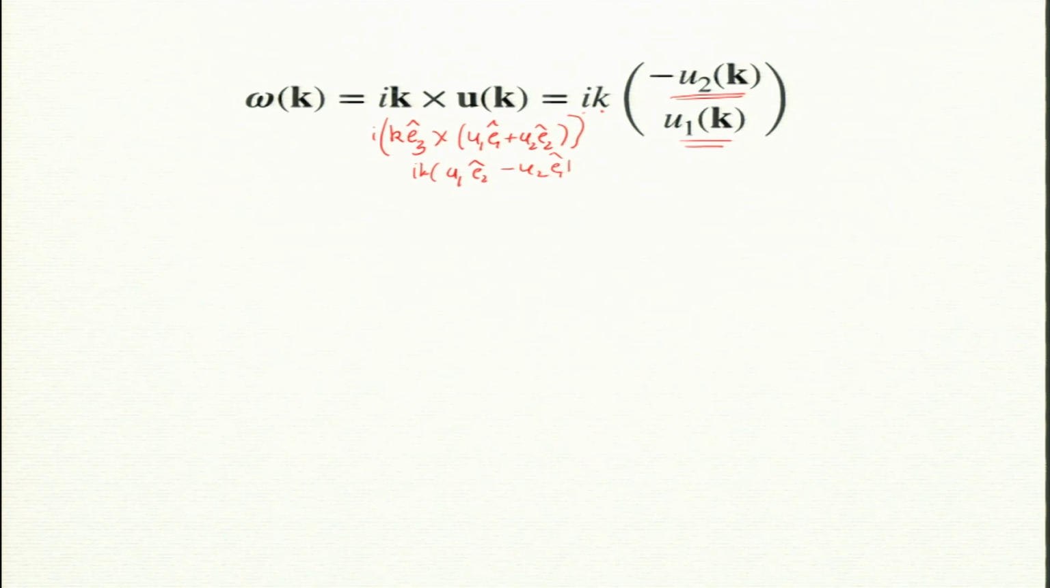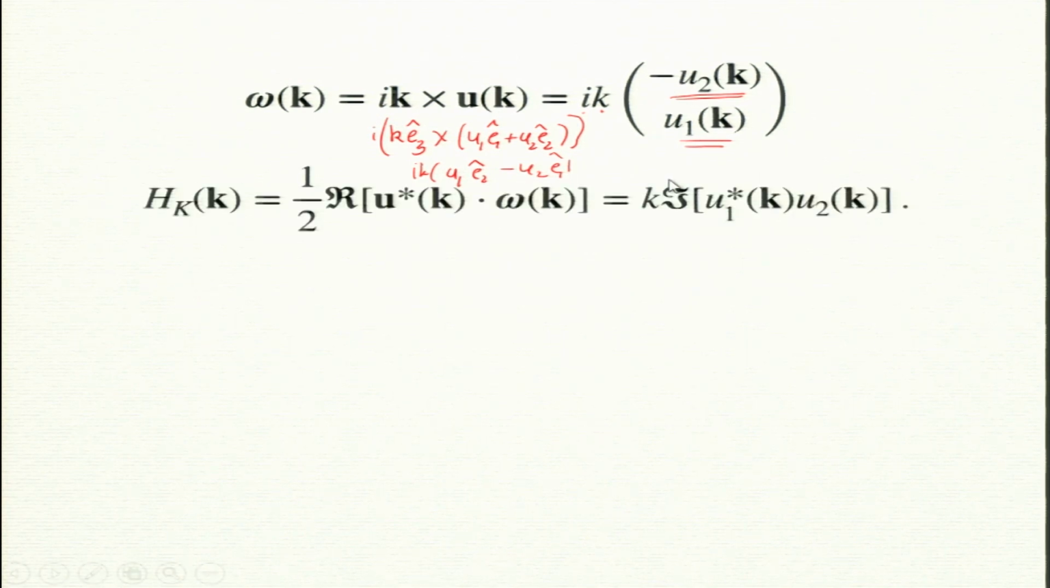Now, we can construct cross helicity. I take the dot product of this with u star k and then of course take the real part. If you do the algebra, which is straightforward, there is a complex conjugate here. I will not do every step, but you will get the imaginary part of u1 star k u2 k.